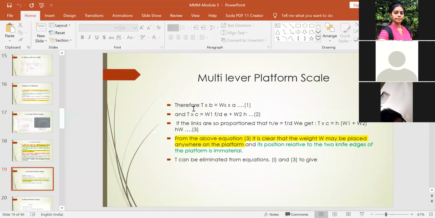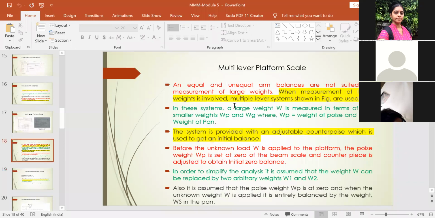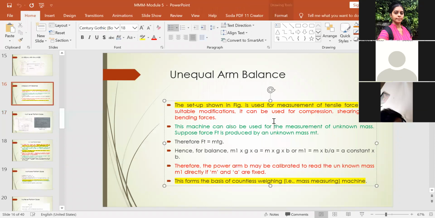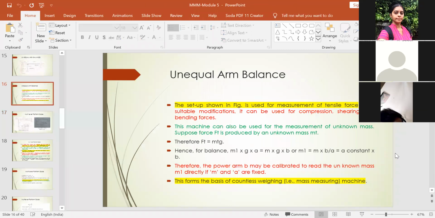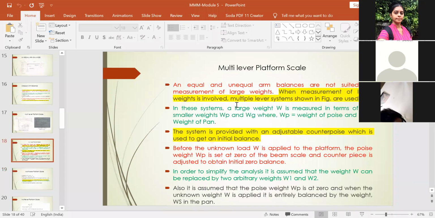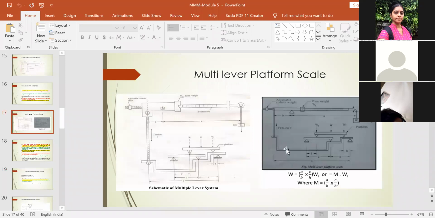So therefore what happens here? If you want to check the moment equation for balancing, T into B will be equal to Ws into A. So how will you show this? This is the tension which has been applied in the entire beam. So T into B is equal to Ws, which is nothing but the weight in the pan, into A. A will be fixed over here. Which is the distance B? So distance B, T into B, where it has been pivoted.